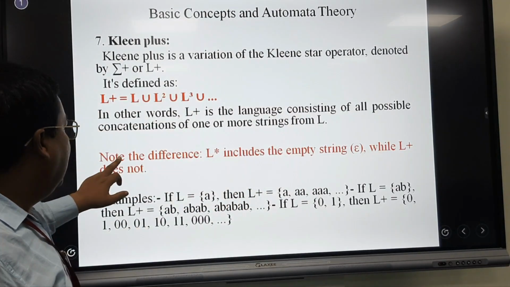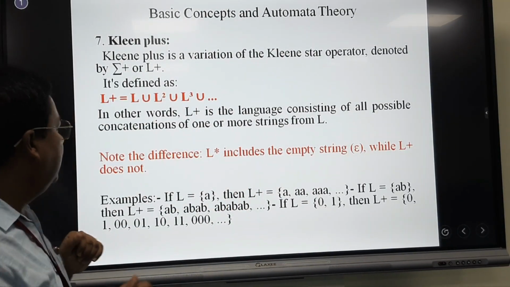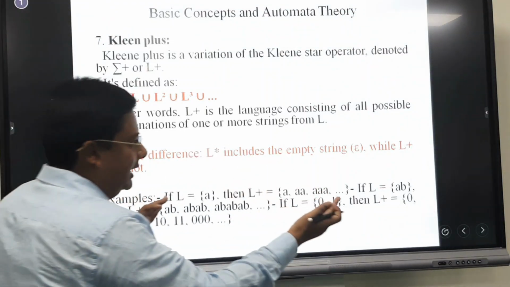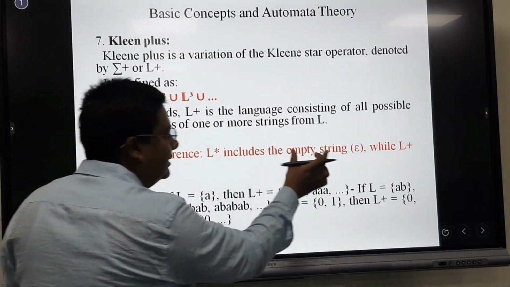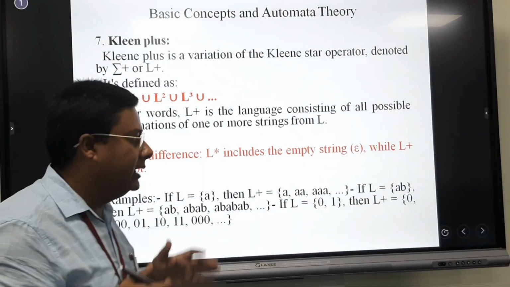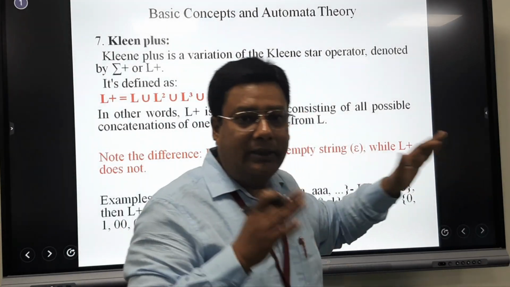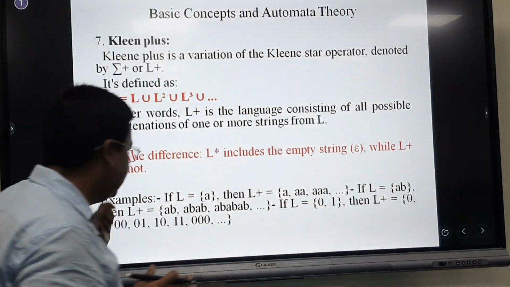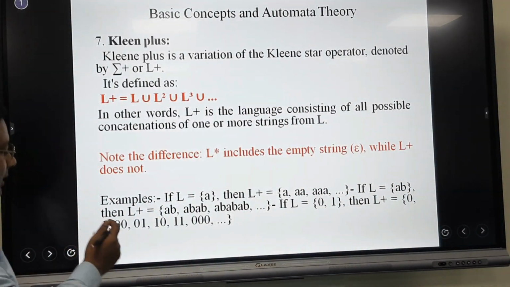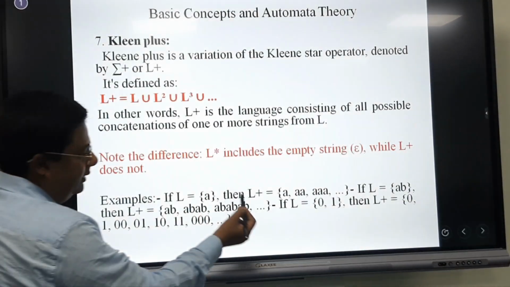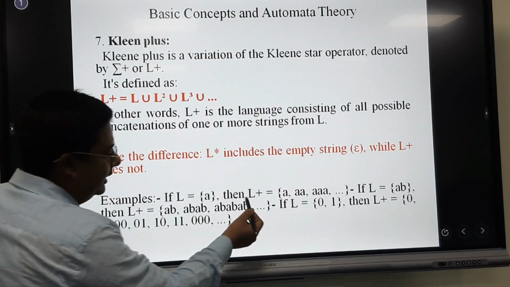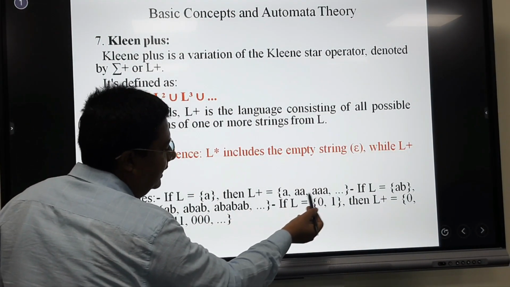Isn't it? And what is the difference between L star and L plus? L star considers the empty string, but L plus does not consider the empty string. For example, if L is equal to A, we consider it from A, double A, triple A.